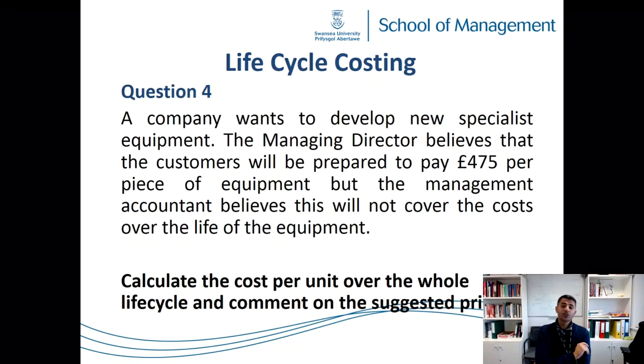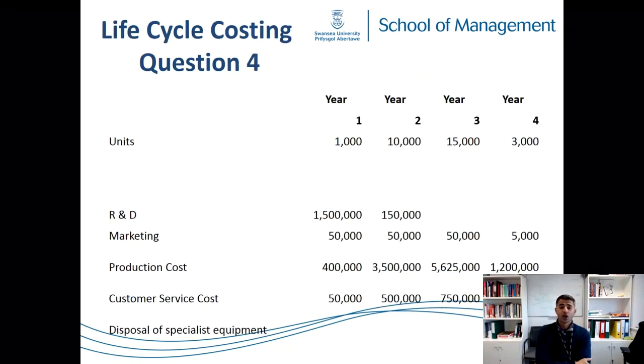So as a business, or as a financial controller, they need to calculate and prepare the statement of product life cycle costing and see if this is going to work or not, so they can find out how much the cost per unit would be. The data is there. These are the figures you need to use to calculate the cost per unit, including year 1, year 2, year 3, year 4.